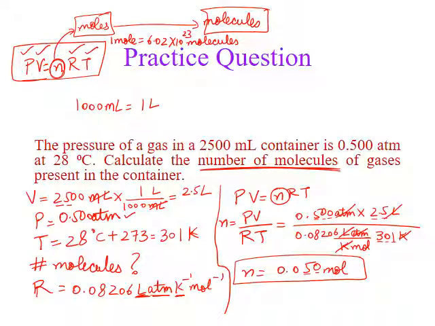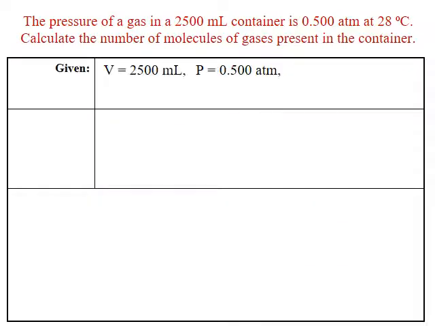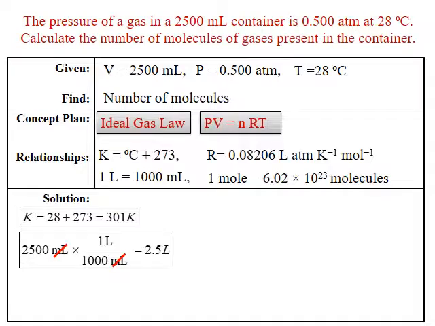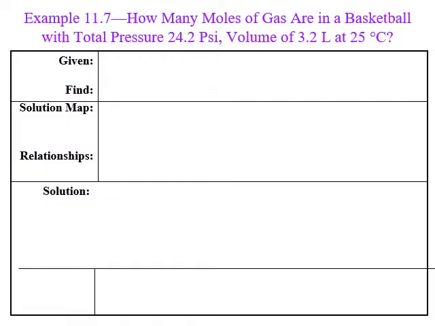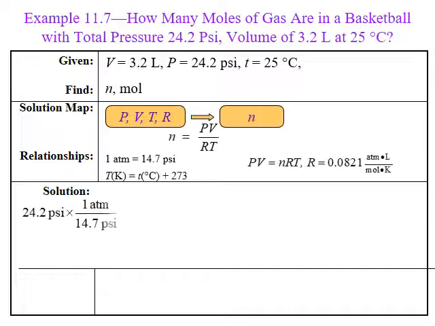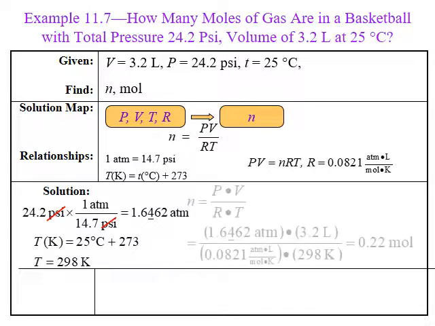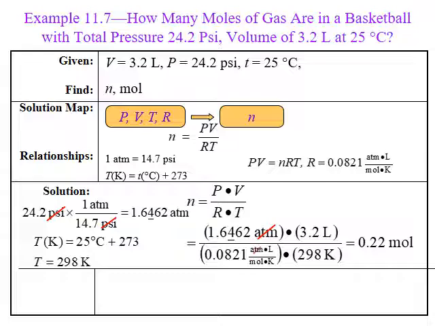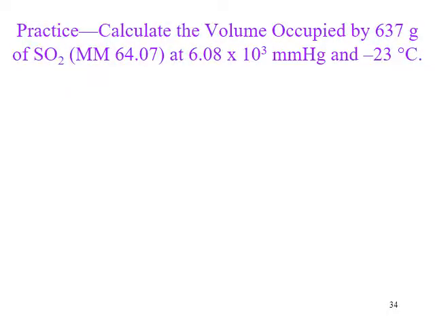Okay, there is another problem that is given to you in this worksheet that you could practice on your own. The solution is right here. Calculate the volume occupied by 637 grams of SO2 gas at this many millimeters of Hg and minus 23 degrees Celsius.